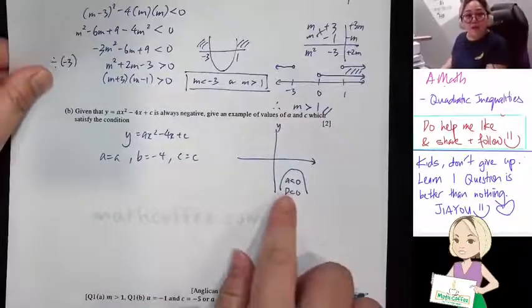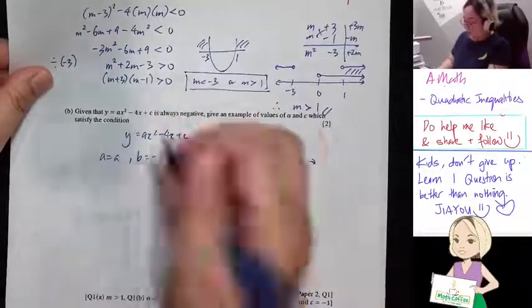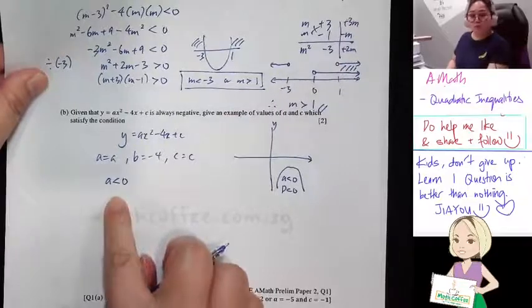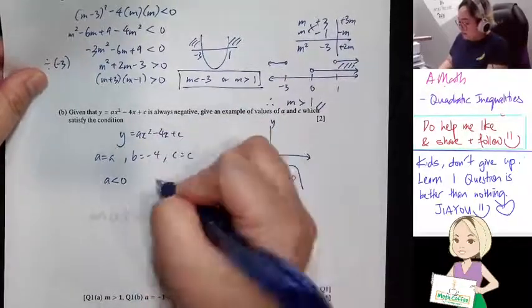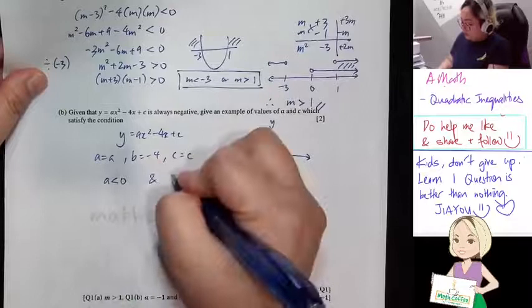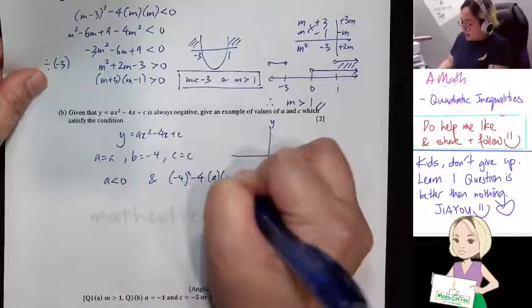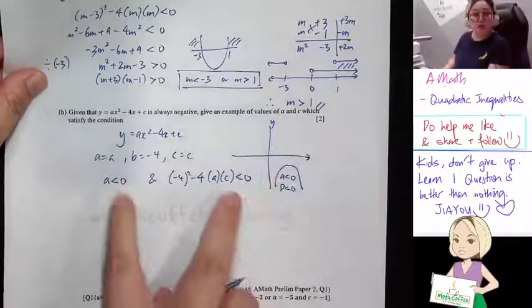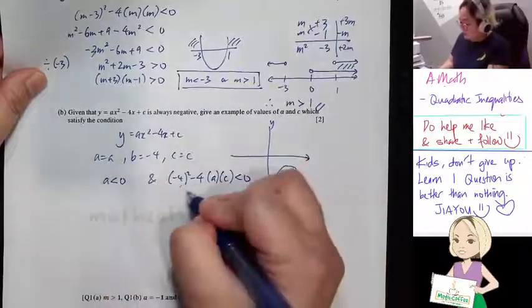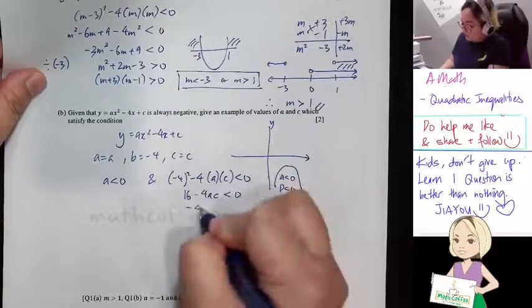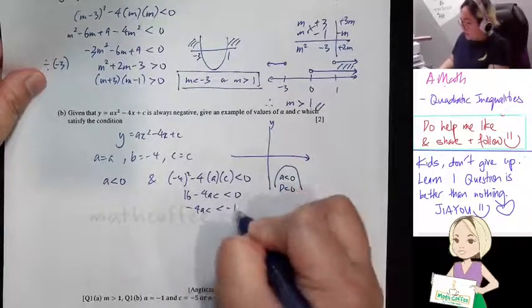So when I want a less than 0, in this case, it means that one condition is my a must be less than 0. Next is my discriminant, which is my b squared minus 4ac must be less than 0. So I have these 2 conditions to fulfill. Simplify this first. 16 minus 4ac less than 0. Minus 4ac less than negative 16.